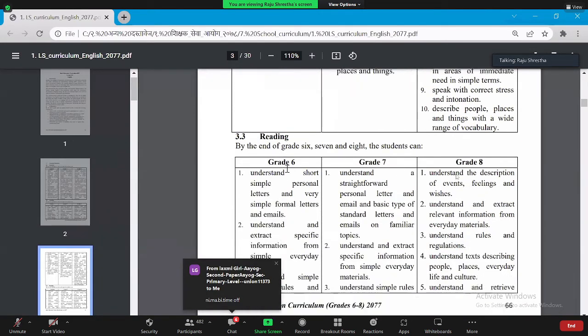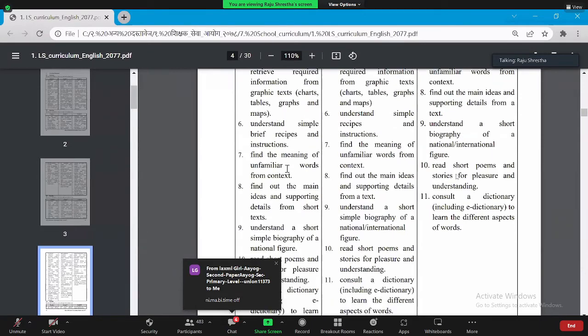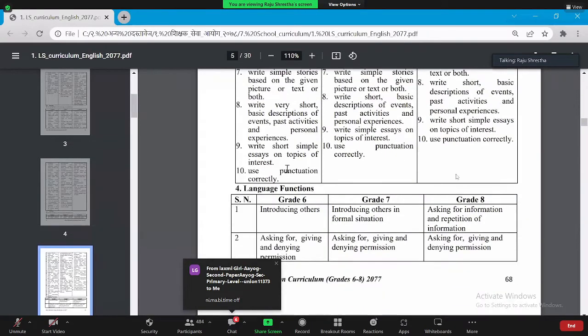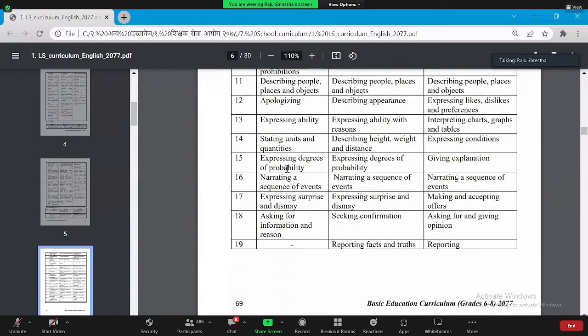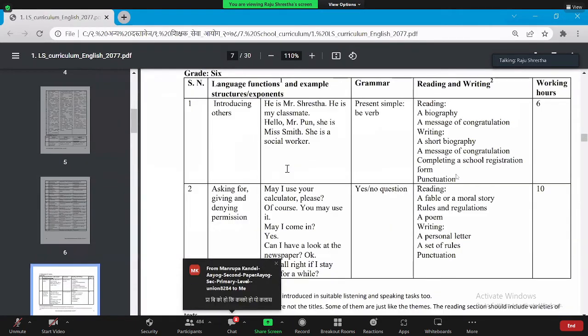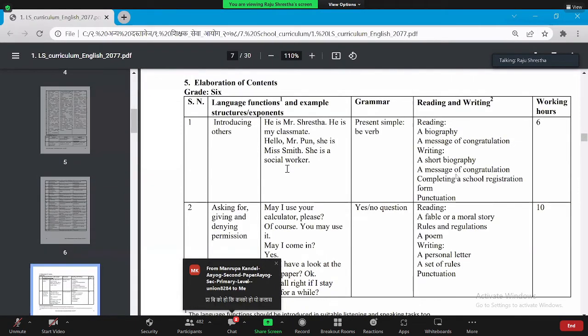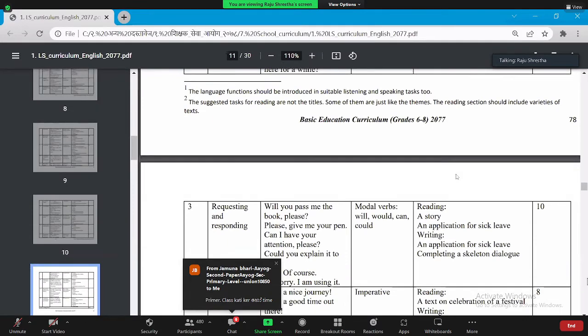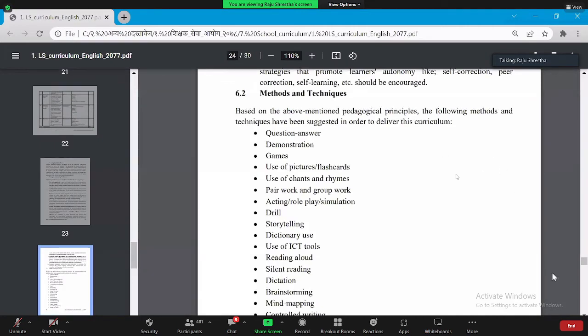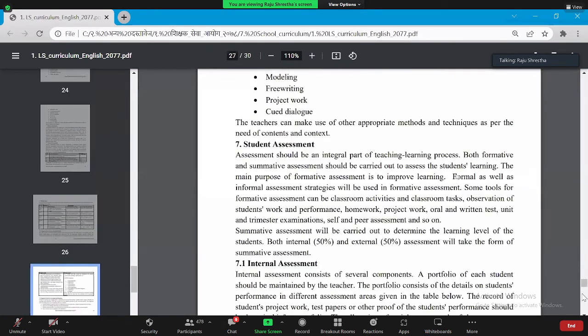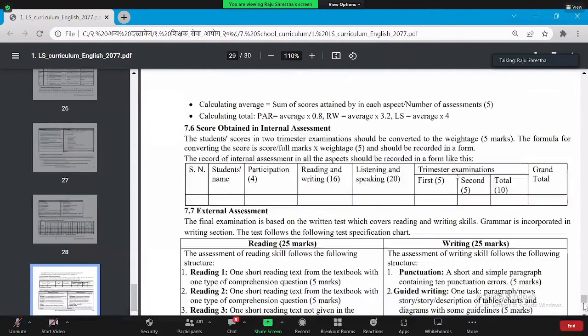For basic level 1-3 they are specified. When we check this, the functions are given. Now these are the functions in elaboration. Grammar, reading and writing, then here soft skills, then here working hours. Activities and techniques are here. Then the evaluation process is here. Then the specification grade is here.